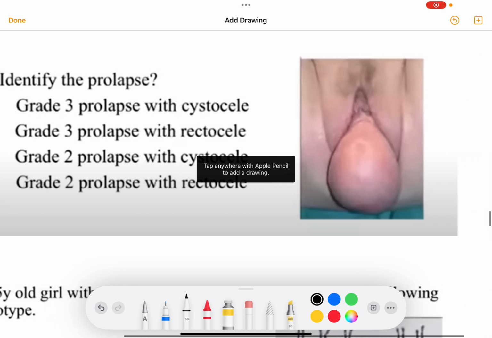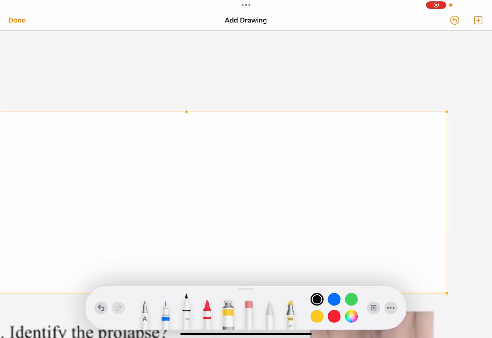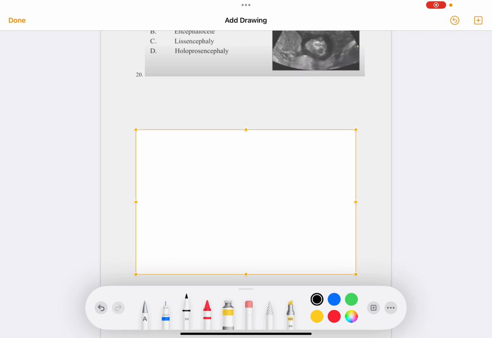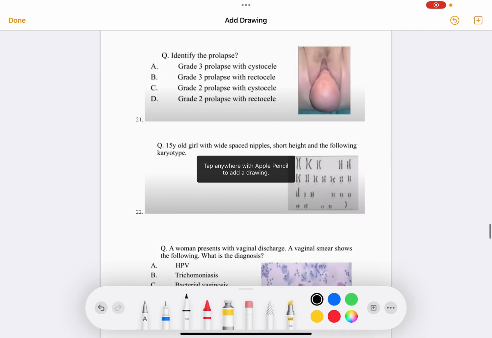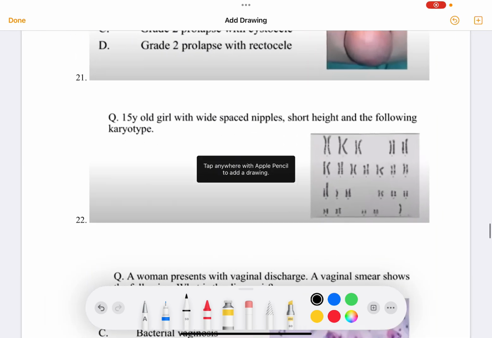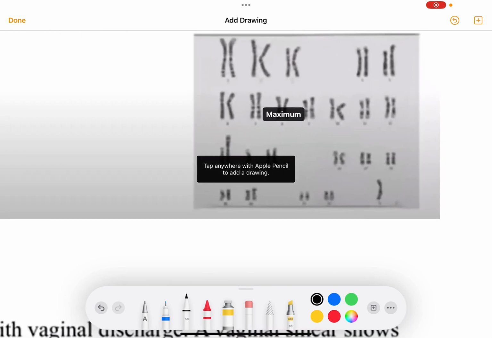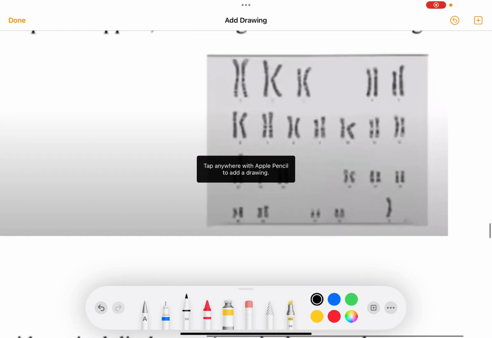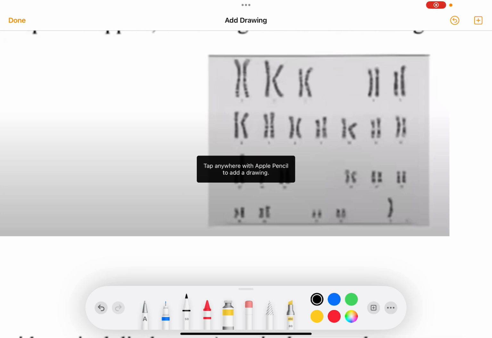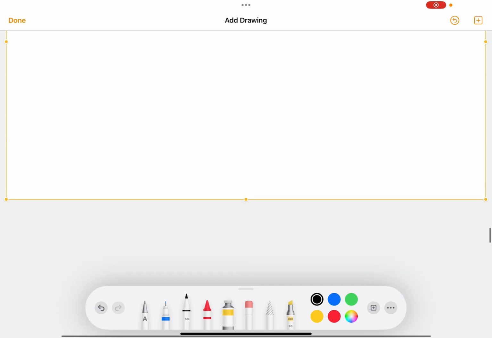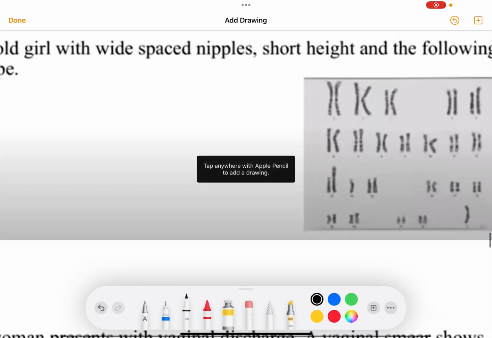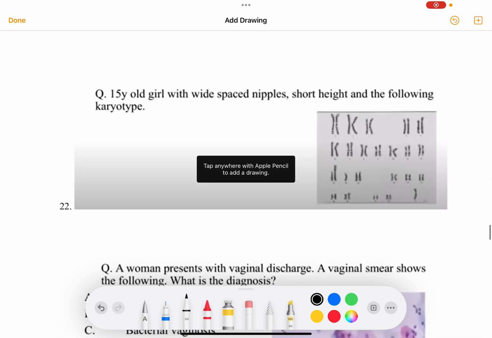Identify the prolapse. You can already see the uterus is completely out, so it is a 3rd degree prolapse with cystocele, that is the bladder is also visible. This is Shaw's classification. Coming to question number 22, a 15-year-old girl with wide spaced nipples, short height. It is clear cut Turner syndrome, and the karyotype also shows it is 45XO. Y chromosome is absent, so it is 45XO.